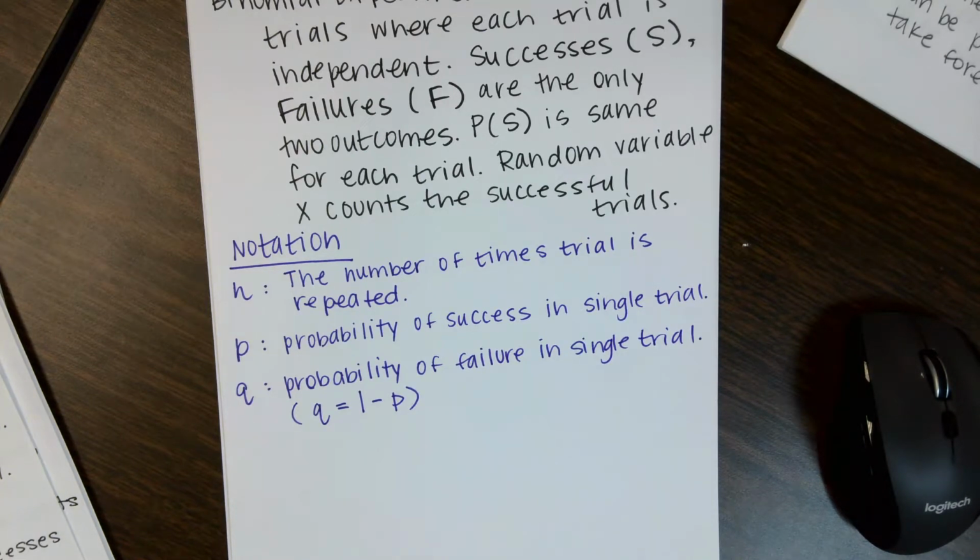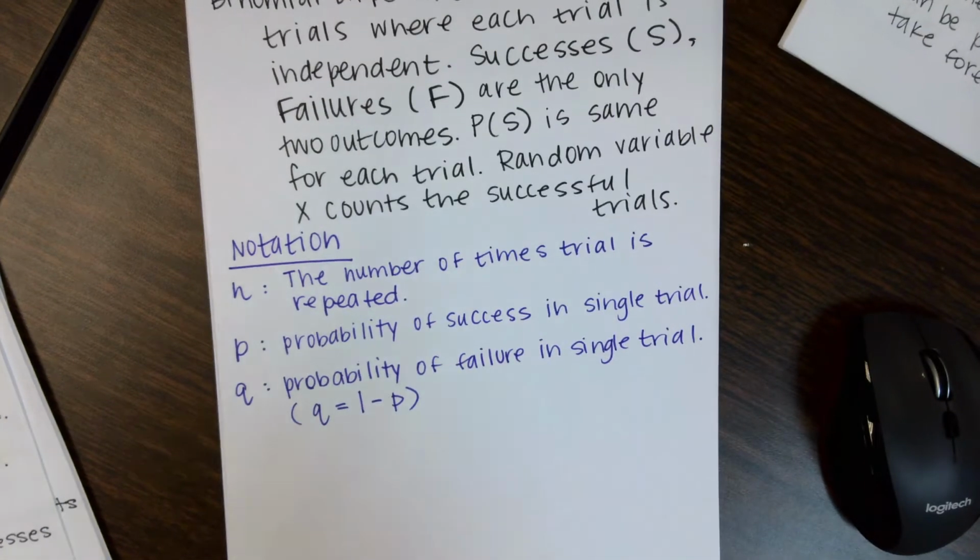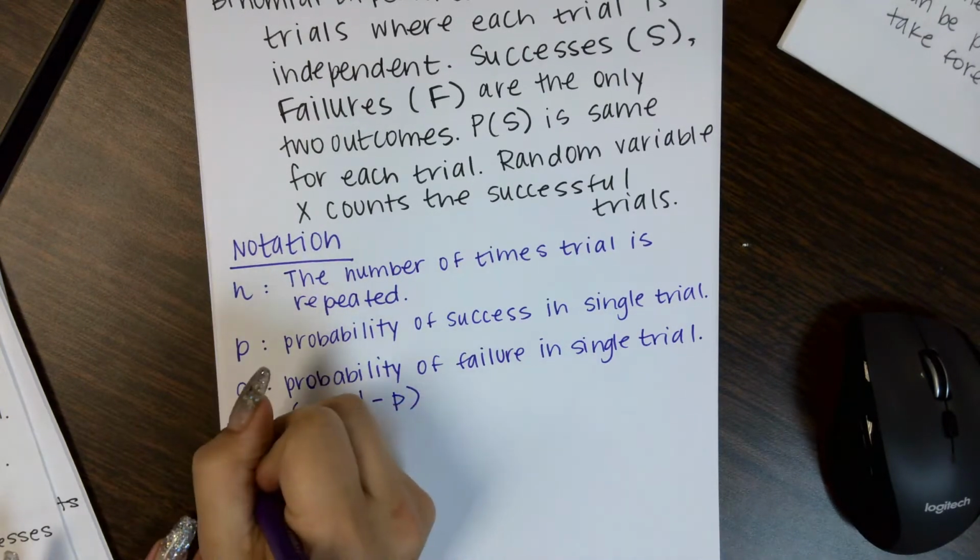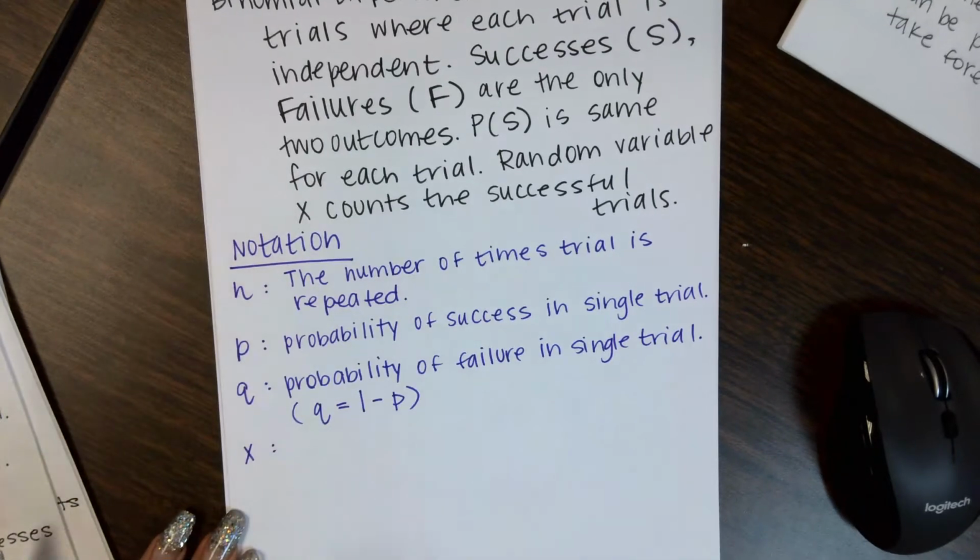Okay, so N is the number of trials. N is the number of times the trial is going to be repeated. P is the probability of success in a single trial. Q is the probability of failure in a single trial. You take 1 and you subtract your successes in order to get your failures. And then lastly, we have X, which is a count of the number of successes in trials.